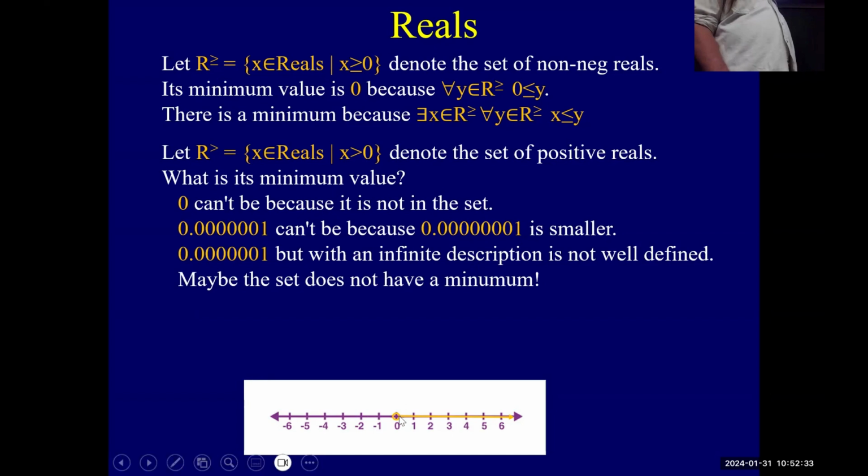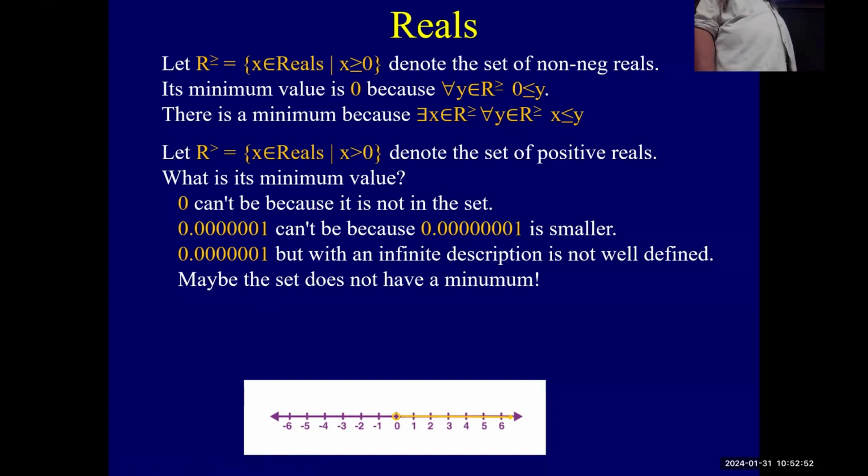Oh, here's our little picture. So it's everybody in the orange. The little circle means we're not including 0. You probably did that in high school.